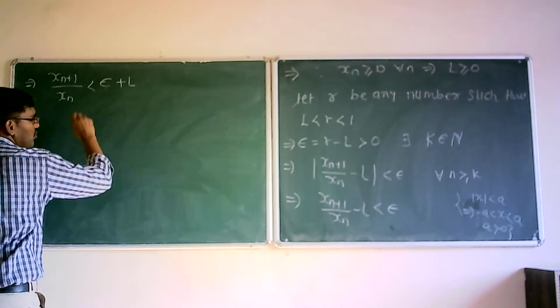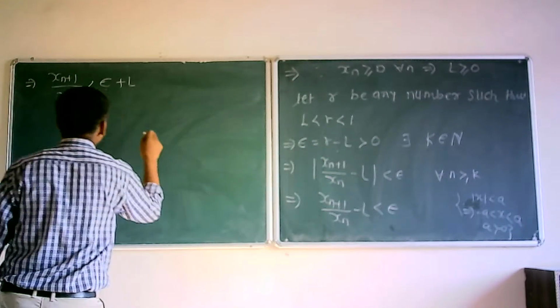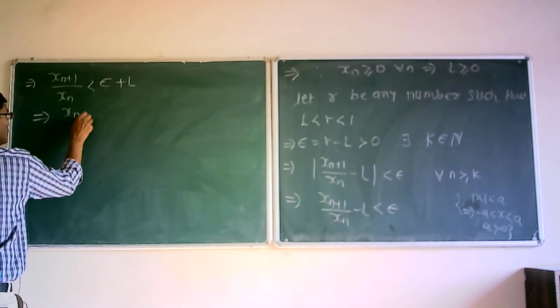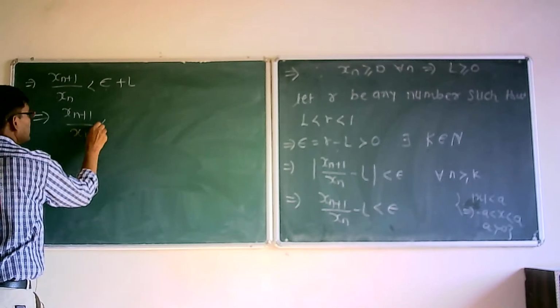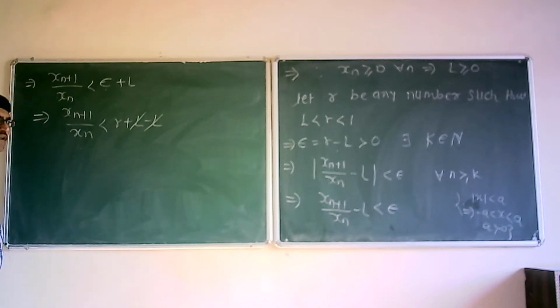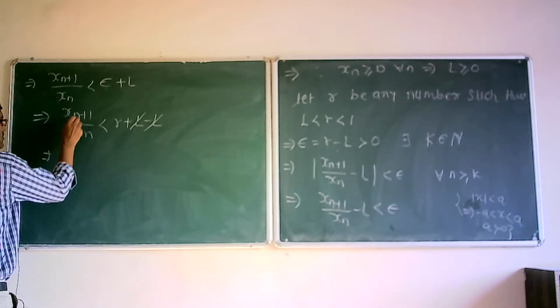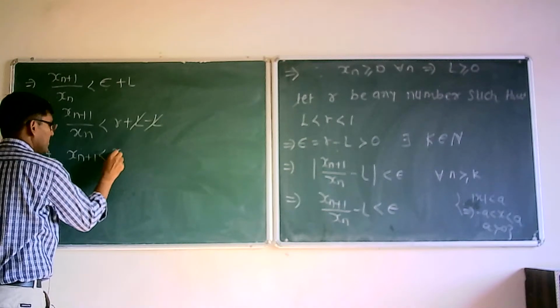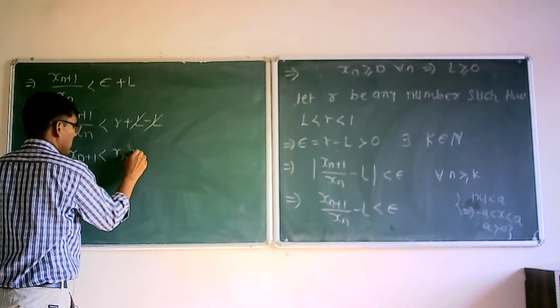But what is epsilon? Epsilon is R minus L. So if we put this R minus L, then xn plus 1 divided by xn is less than R minus L plus L. So this minus L plus L will get cancelled, and this term is less than R. What this implies? xn plus 1 is less than xn R.